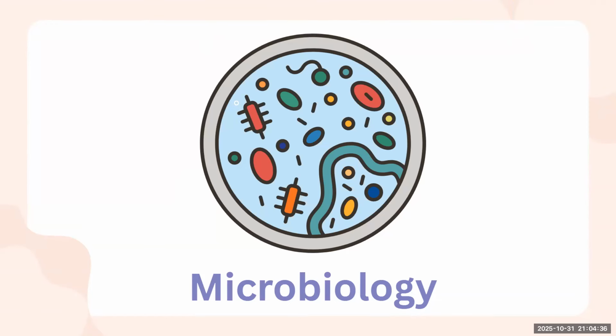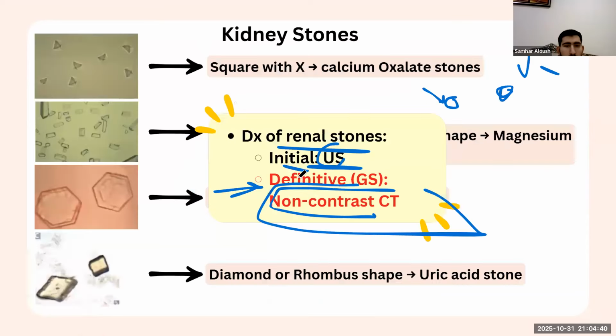Is the definitive test for renal stones with contrast, right? None. No, without contrast. Okay, what's the difference? Because the contrast is white. If we put in white and the stone is white, we will see the whole urinary tract white. We can't see the stone. So it's non-contrast, I'm sure. Okay.